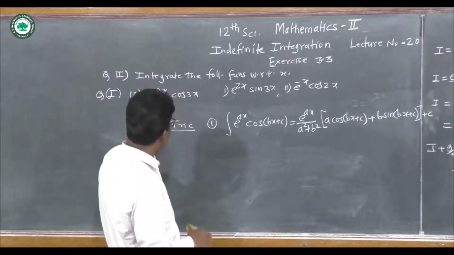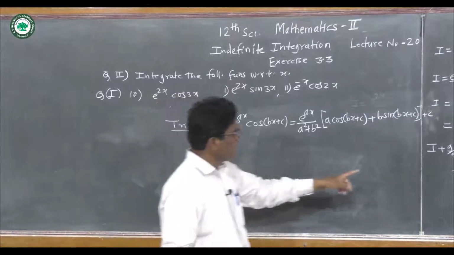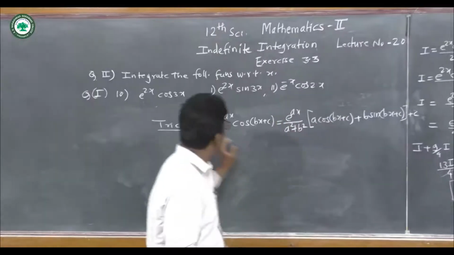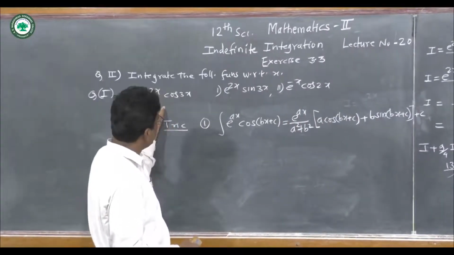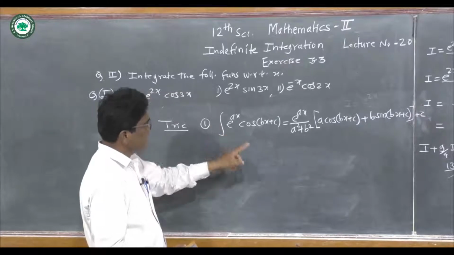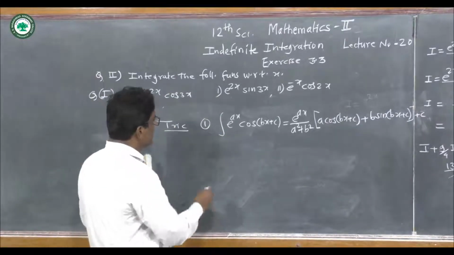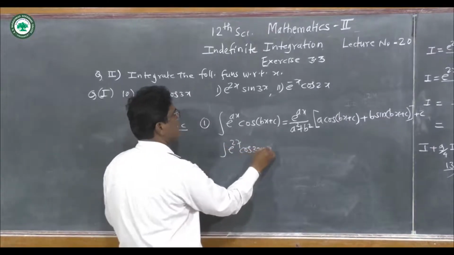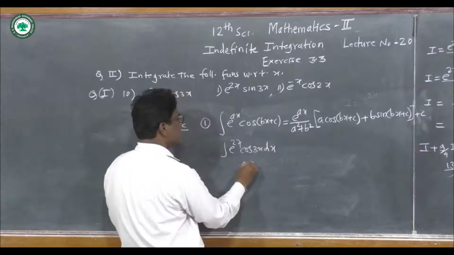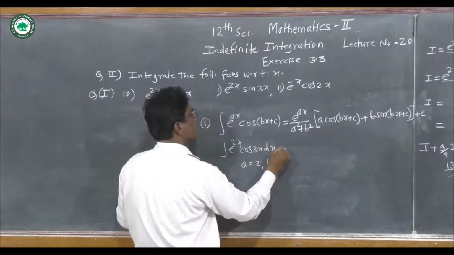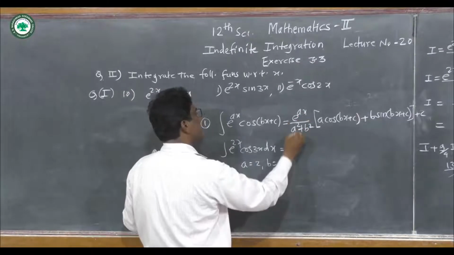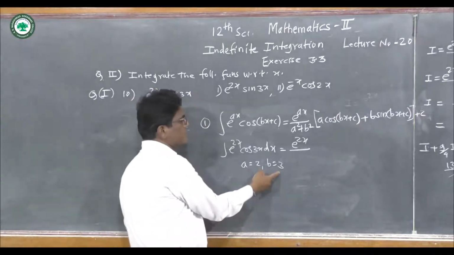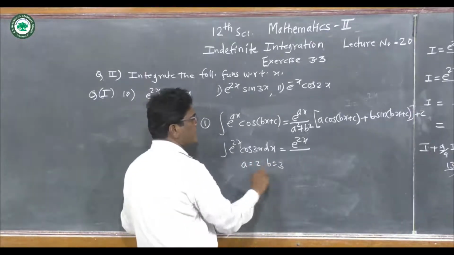Now check whether the answers match. We have the answer I is equal to e to the power 2x upon 13 and that square bracket for this problem, and we take the direct solution using this formula. Check whether we get the same answer. So integration of e to the power 2x into cos of 3x dx, here a is 2 and b is 3, so it is equal to e to the power ax, that is 2x, upon a square plus b square. a is 2, b is 3, 2 square is 4 plus 3 square is 9, 4 plus 9 is 13.